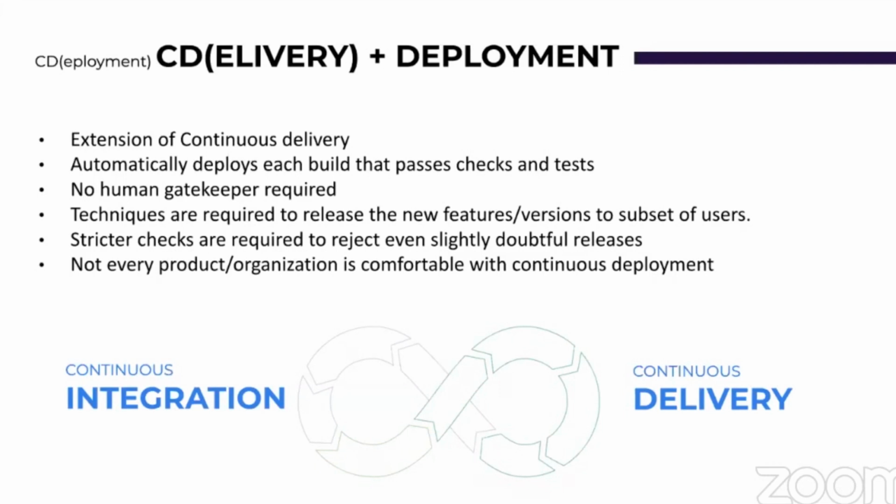So continuous deployment should have the strictest rules, as strict as possible before deploying the code, since it's an automated system and there's no human keeper required. So unlike continuous delivery, no manual trigger is required to deploy a new version to production. And high confidence build systems benefit a lot from this kind of functionality.